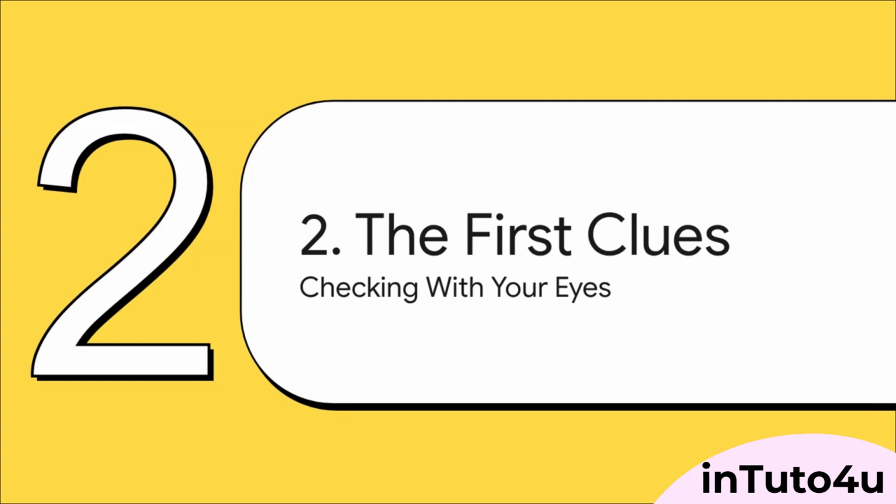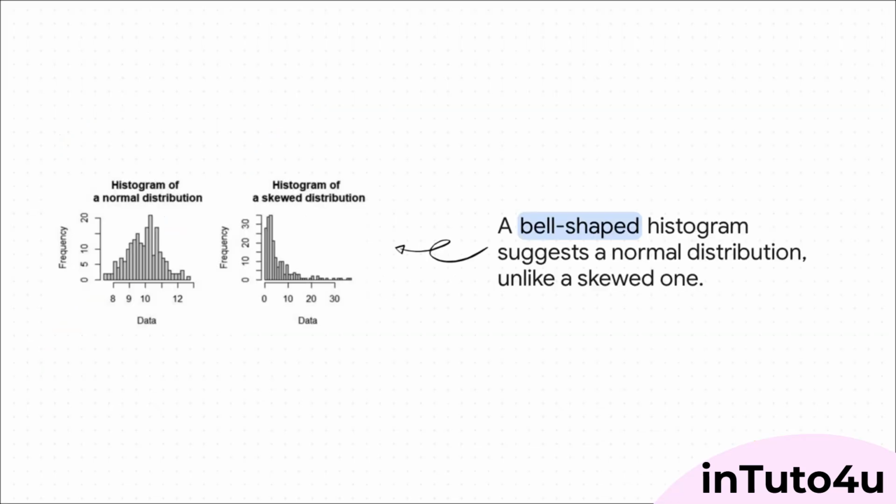Okay, so any good detective knows where to start, right? You get to the scene and you just look around. Before we pull out any of the fancy gear, let's just use our eyes. What are the first clues we can spot just by looking? The most basic clue is a histogram. Super simple. If your data is normal, you get that perfect, beautiful, symmetrical bell shape you see right there on the left. But if your data looks more like the one on the right, all piled up on one side, that's a huge red flag.